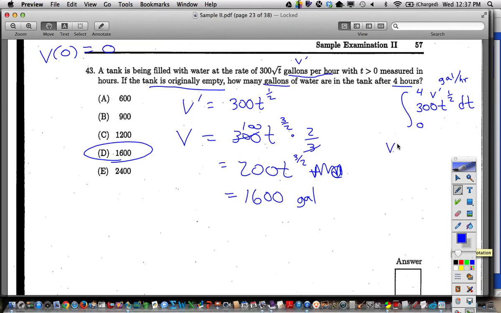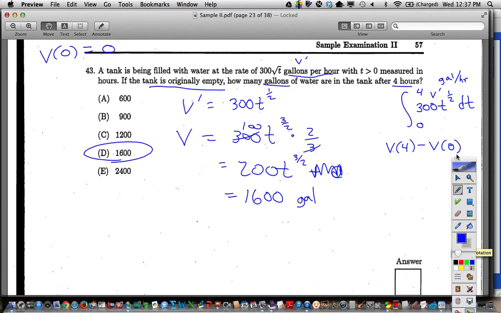So what would be our fundamental theorem part 2? It would be V of 4 minus V of 0. Now let's think about that compared to what we were just doing. So V of 4 would be the gallons that were there at the end. This would be the gallons that were there at the beginning. When I subtract those two, what do I get?